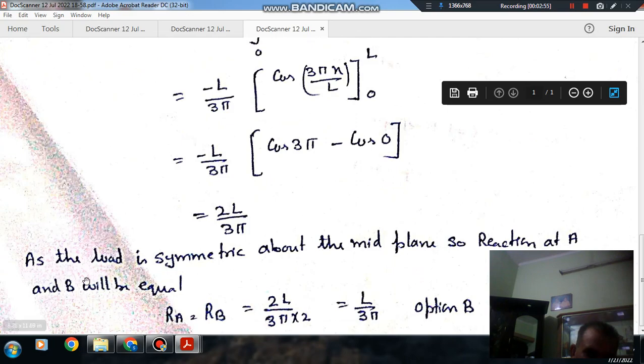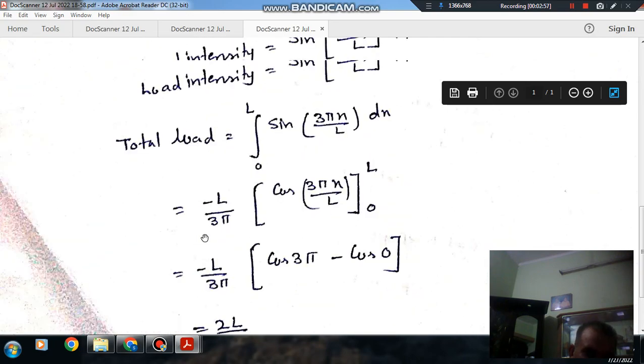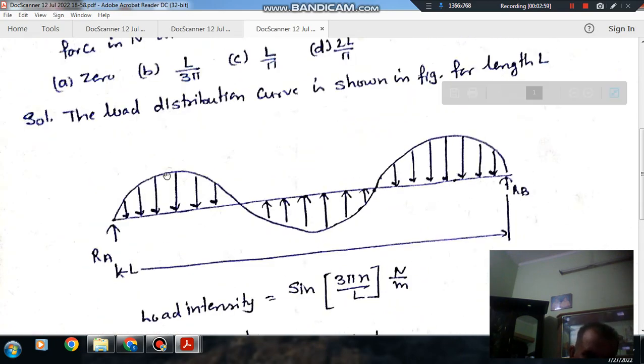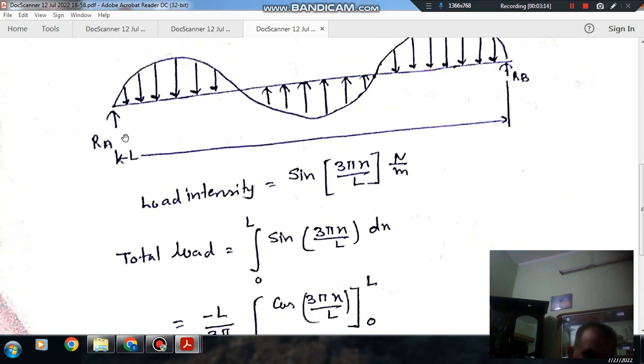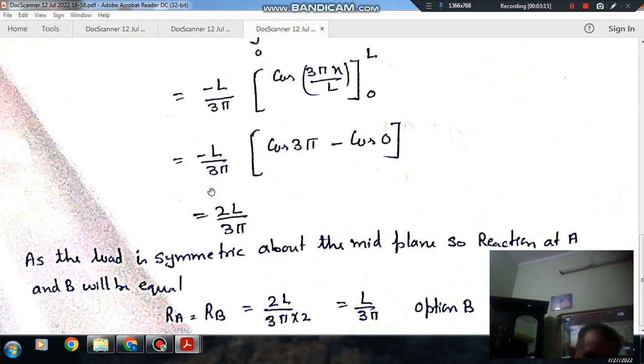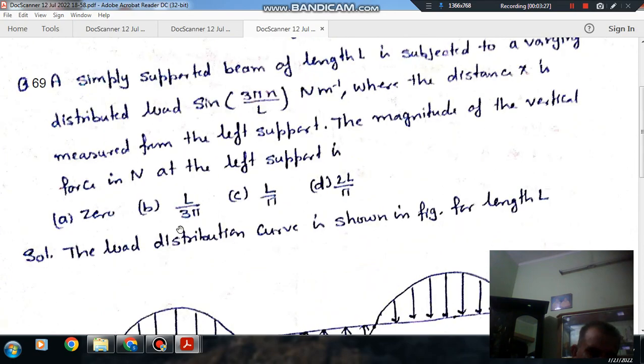As we can see, it is a symmetric distribution about the center. If we draw a line at L by 2, the load on both sides is the same because of the symmetric distribution provided by this curve. So RA will be half of the total load. RA will be equal to RB, that is 2L by 3 pi by 2, or we can say it is L by 3 pi. So option B is the right answer.